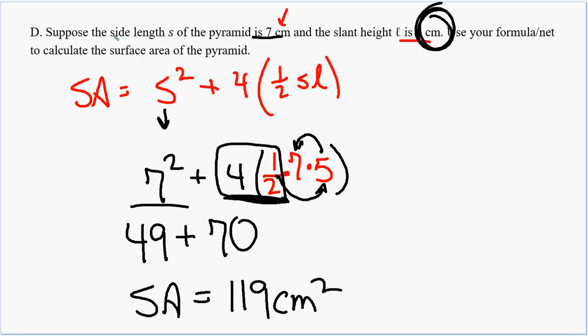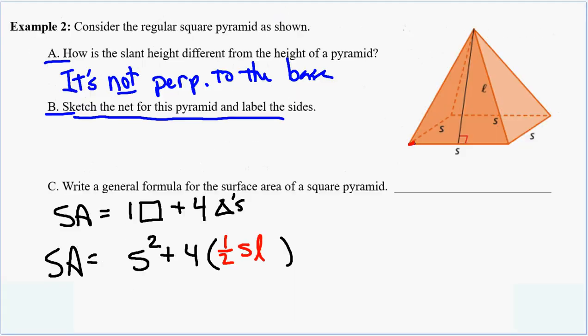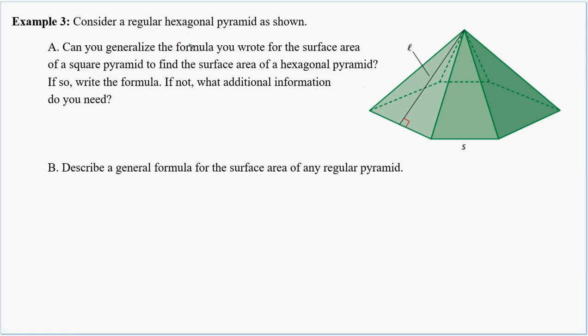Well, in the square one, it was easy to find the area of the square base. That's just side times side. In this case, we have a regular hexagonal pyramid. So what we're needing here that we don't readily have, we need the area of the base. Need area of the base.